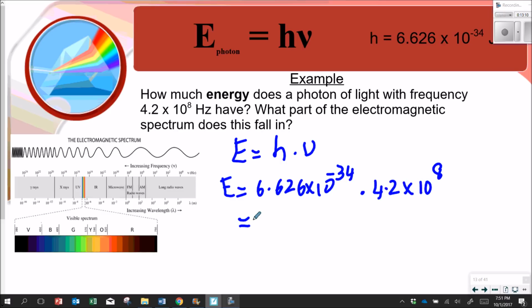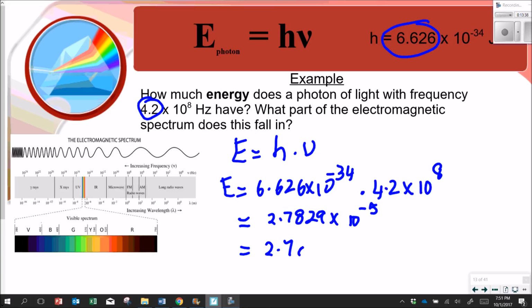Plug into your calculator and we get 2.7829 times 10 to the negative 15. We look at sig figs. We have 2 sig figs over here and we have 4 sig figs for our h. So we want 2 sig figs. So we get 2.8 times 10 to the negative 25. And the unit for energy is joules, abbreviated J.